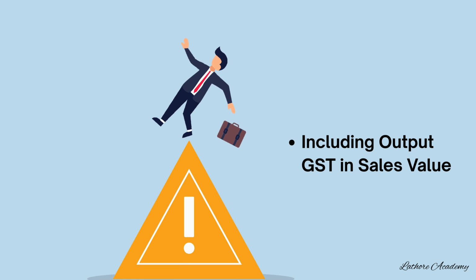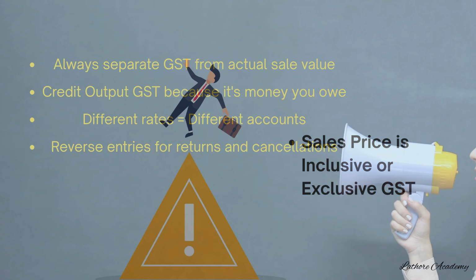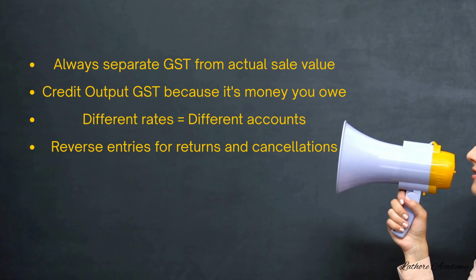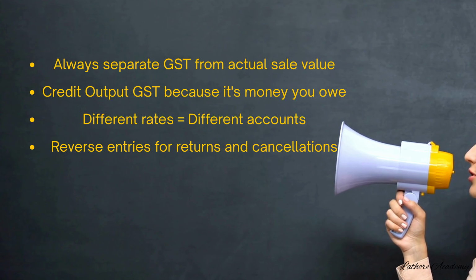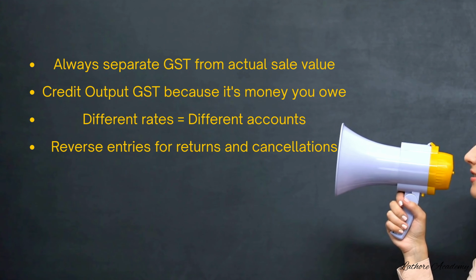Students generally make the mistake of including the output GST in the sales value. Please go through the question very carefully as to whether the sales value is including tax or excluding tax. Never inflate your sales with GST. Keep them pure, separate like oil and water. So the pro tips for output GST success are that you always separate GST from its sale value, and remember, you have to credit output GST because it's the money you owe to the government.